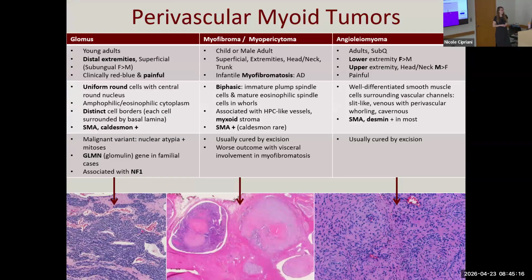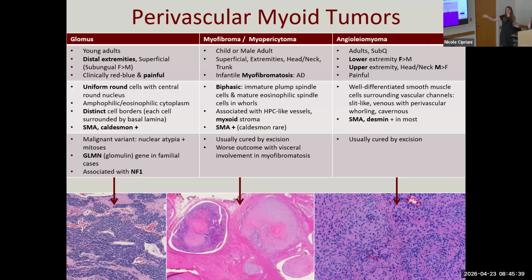All right, perivascular myoid tumors. On the left, we have the very primitive glomus tumor: distal extremities, painful blue bumps, right, with uniform fried egg cytoplasm and positive for your myogenic markers, syndromically associated with neurofibromatosis 1 or GLMN, the glomulin gene, in familial cases.